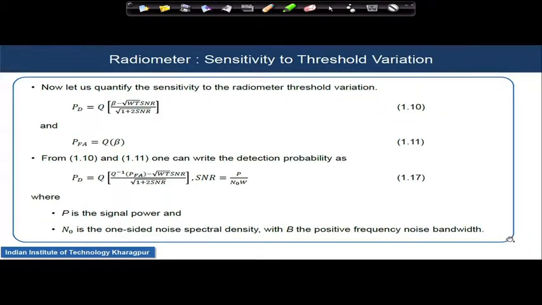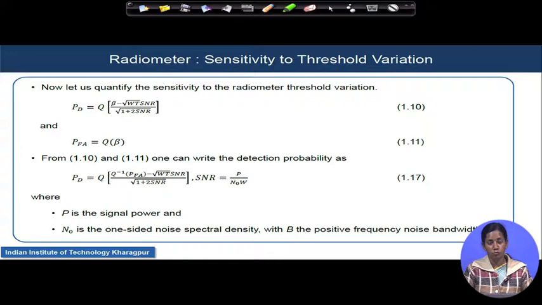So, the radiometer has this typical sensitivity issue to threshold variation. Performance is very much sensitive to the threshold variation. In the next few slides, we will try to quantify the amount of sensitivity of the radiometer to threshold variation.